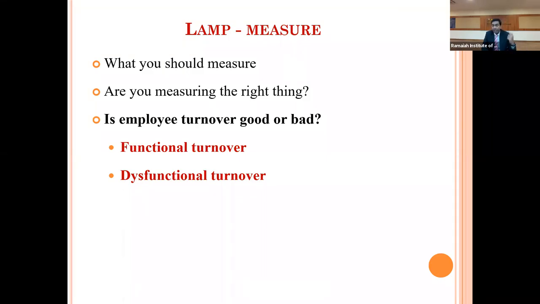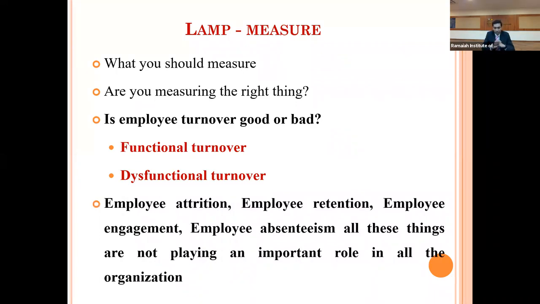But the employee wants to leave, and here you have to take a call. You have to take a proactive approach, right? You have to call the employee, discuss with the employee, and retain the employee. This is called measure, right? So the logic was over that. This is the way you have to critically see the metric. Employee turnover is not one metric; you have to see it as two interesting metrics. Having said that, employee attrition, employee retention, employee engagement, employee absenteeism, all these things play an important role in the organization.